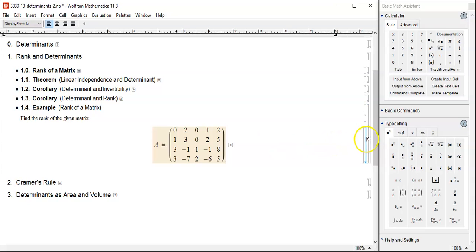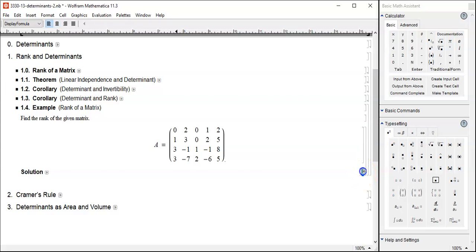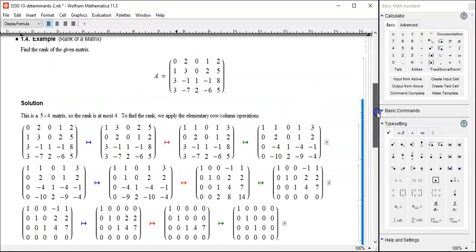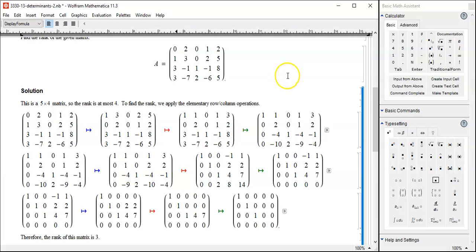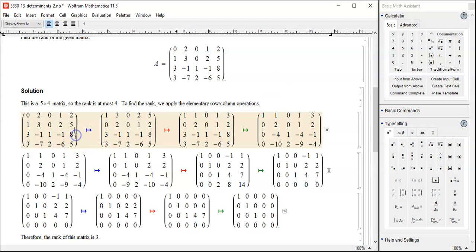So let's do that. What we're going to do here is to recall that the elementary row operations and elementary column operations do not change the rank. They keep the rank the same. So starting from this original matrix A, we're going to apply a sequence of elementary row or column operations. Okay, let's start from here.